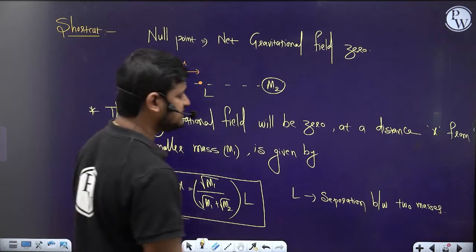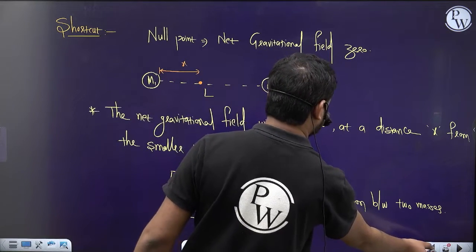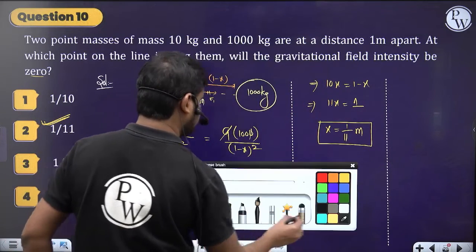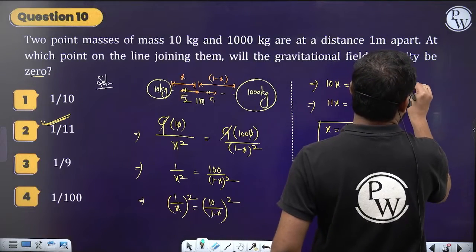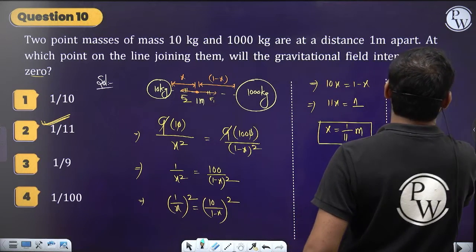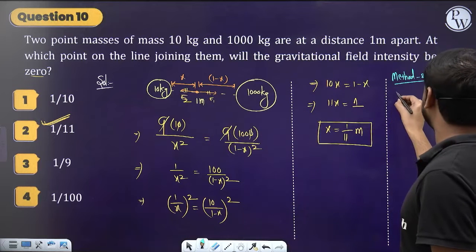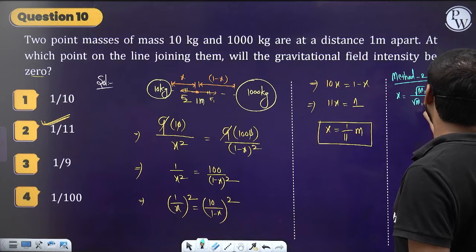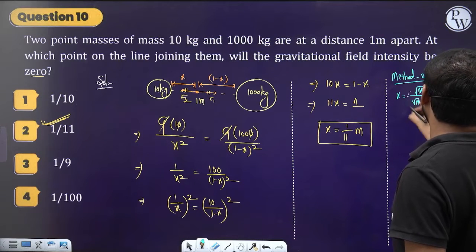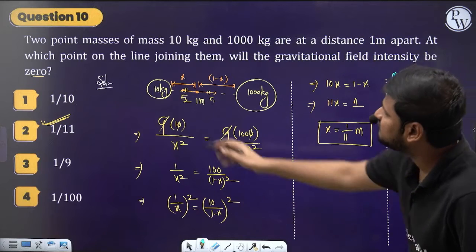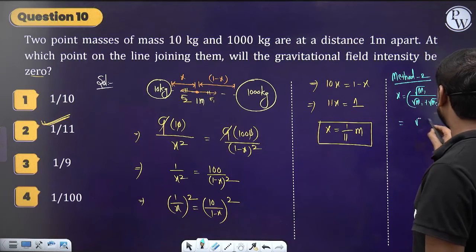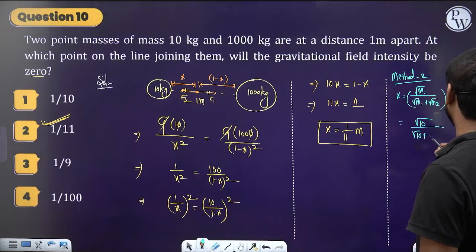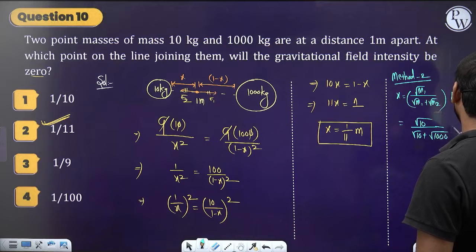Now you can just simply take the previous question. You can do it by this method. I'll do it here itself. Let me do method 2. Let's consider this distance x from the smaller mass, which is root M1 by (root M1 plus root M2) into the distance L. M1 mass is 10 kg, so root 10 by, M1 is root 10 plus M2 is root 1000, into the distance L.